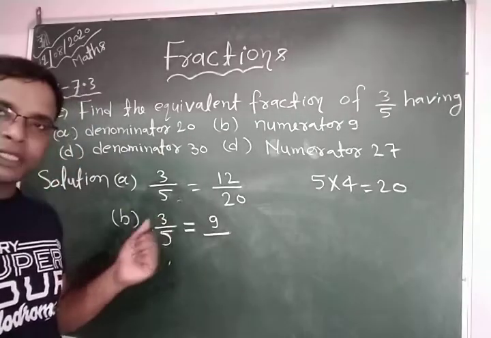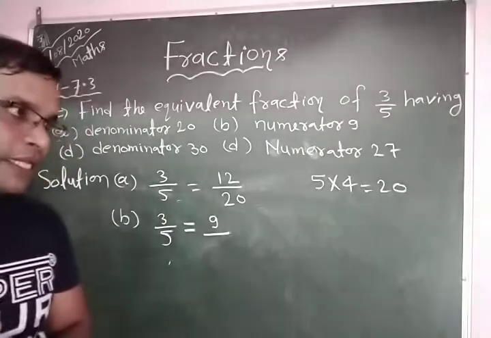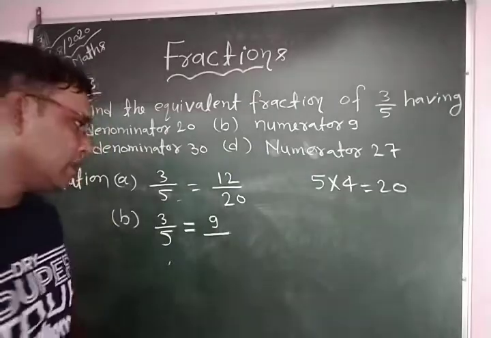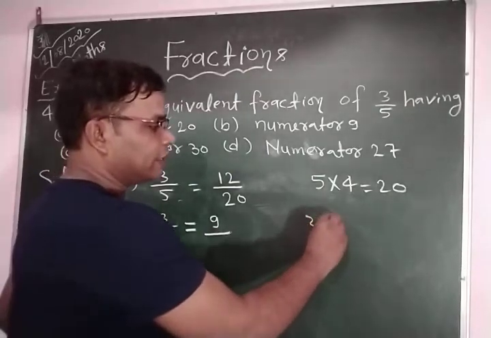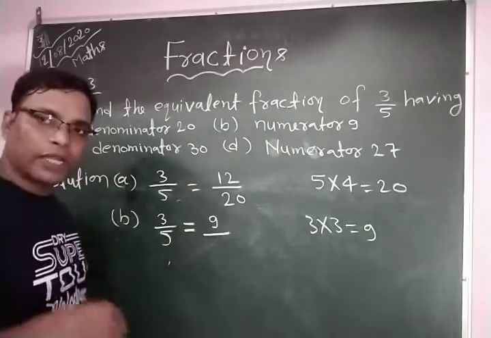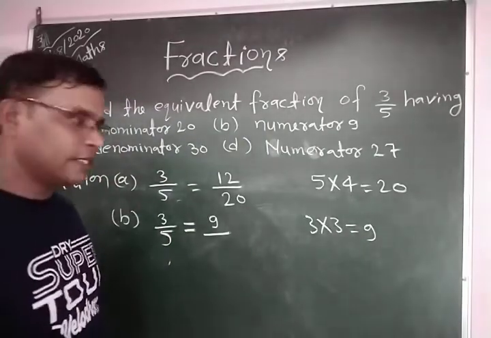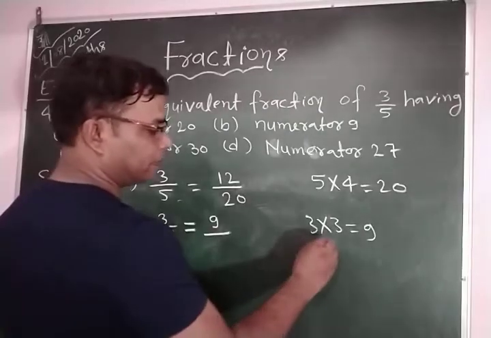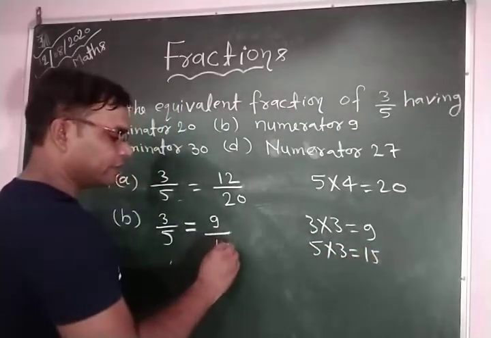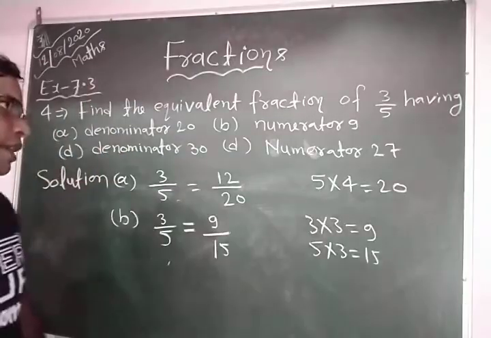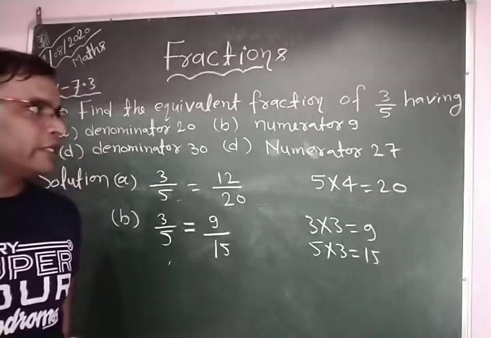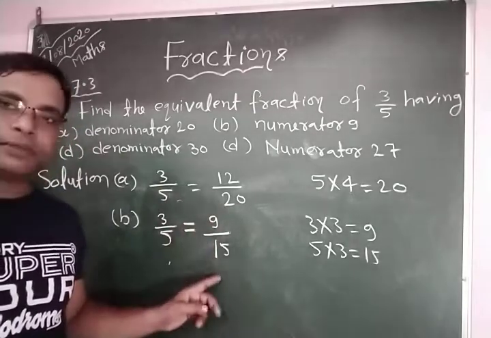Here the numerator is 3. So by which number do we multiply 3 to obtain 9? Obviously you can say 3. If you multiply 3 into 3, then you obtain 9. Then we also multiply 5 by 3 and obtain 15. 5 into 3 is 15. So our required equivalent fraction of 3 by 5 whose numerator is 9 is 9 by 15.